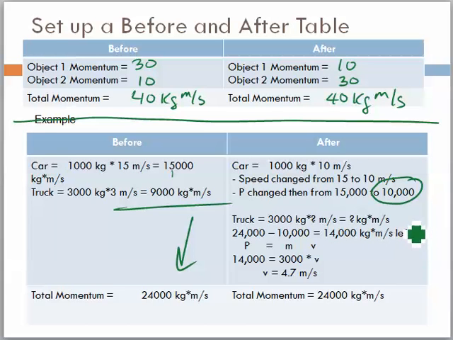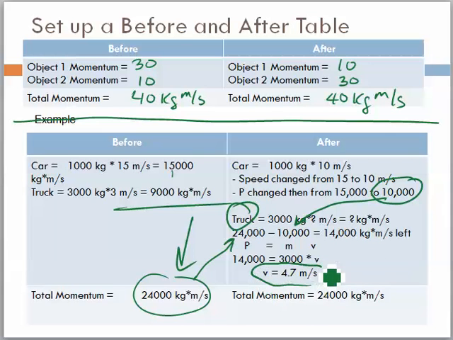Well, how do we know that? Because we start off with 24,000. We know that the car has 10,000. So if you subtract those two, it tells you that there's 14,000 kilogram meters per second left. They're missing. So who's got to have it? The truck's got to have it. And so we put that in for momentum. We put in its mass of 3,000. We solve for velocity. The new velocity of the truck has to be 4.7 meters per second. Otherwise, momentum's not going to be conserved.